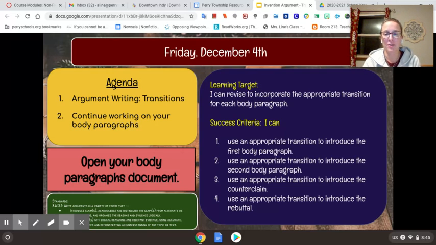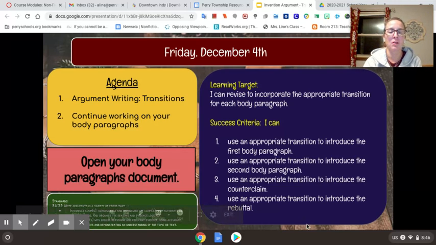So, that means our success criteria to help us get to that is: one, I can use an appropriate transition to introduce the first body paragraph. Two, I can use the appropriate transition to introduce the second body paragraph. Three, I can use an appropriate transition to introduce the counterclaim. And four, I can use an appropriate transition to introduce the rebuttal.